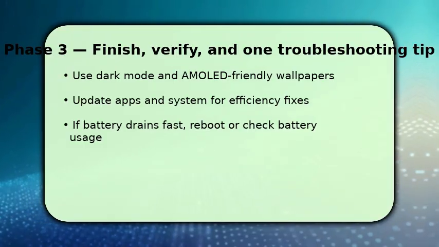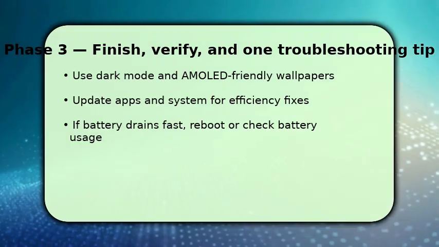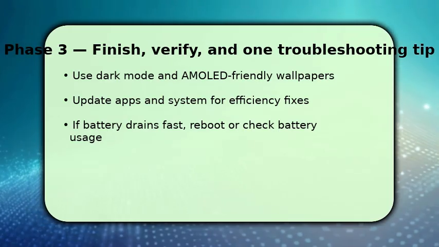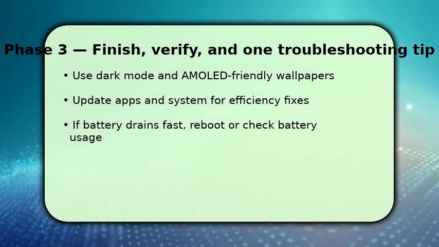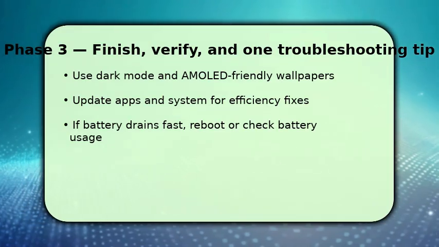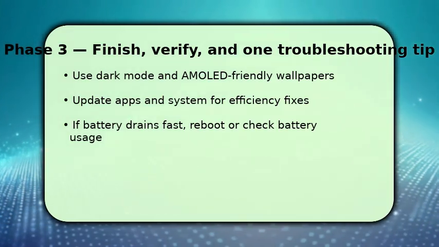Keep apps and the system updated because manufacturers push efficiency improvements. If you still see rapid drains, reboot the phone to clear hung processes, then check settings battery for a per app breakdown. If one app misbehaves, force stop or uninstall it. Lastly, consider safe mode to isolate problems before a factory reset.